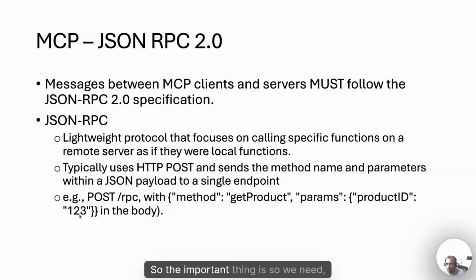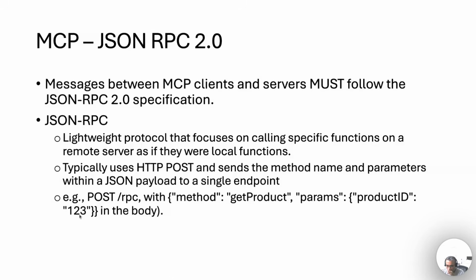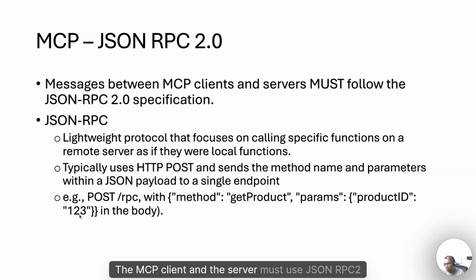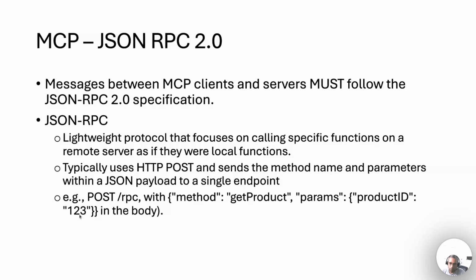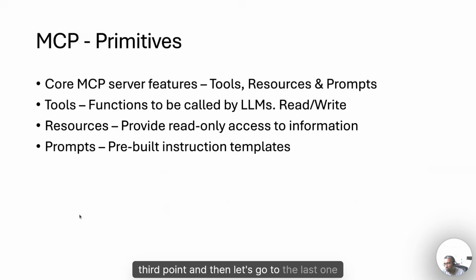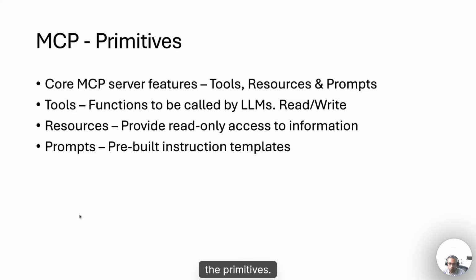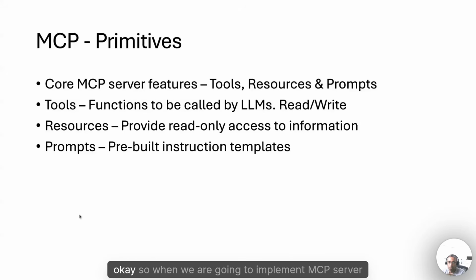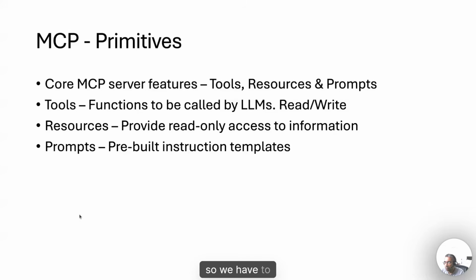So the important thing is, the MCP client and the server must use JSON RPC2 for the communication purpose. Okay, so that's the third point. And then let's go to the last one, the primitives. When we are going to implement an MCP server, we have to mainly focus on exposing three main server features called tools, resources, and prompts.